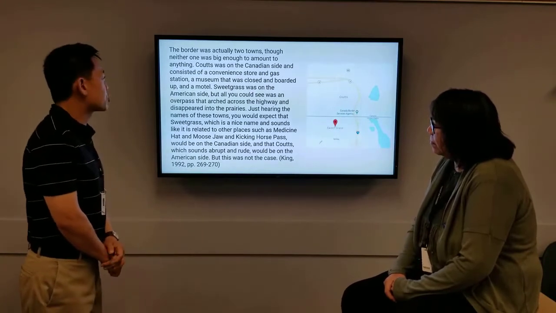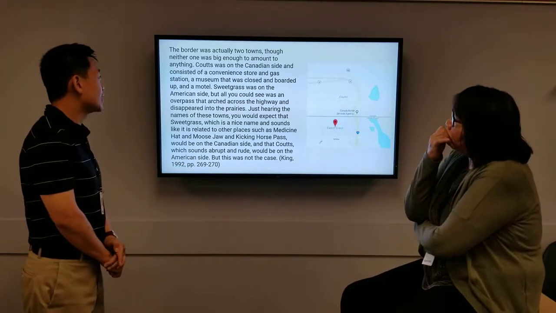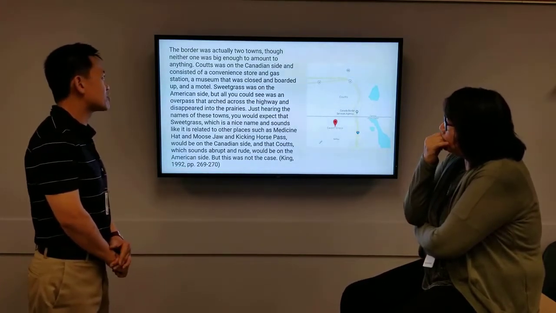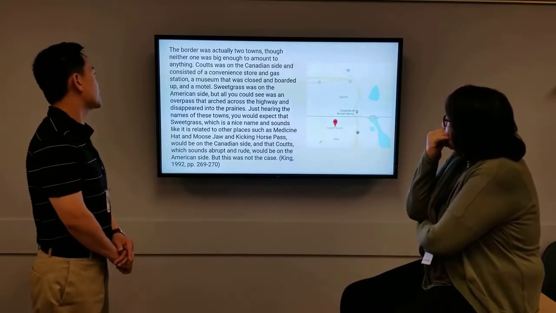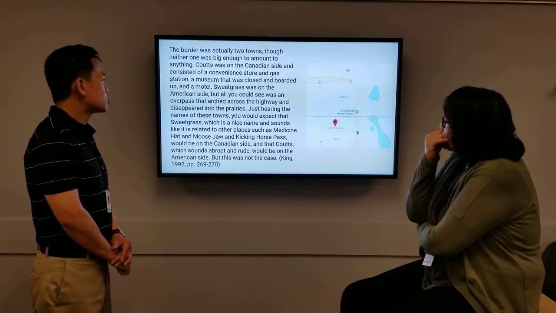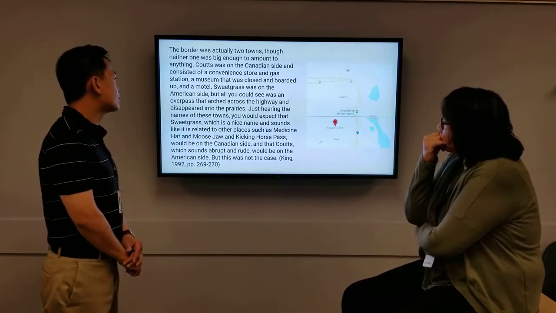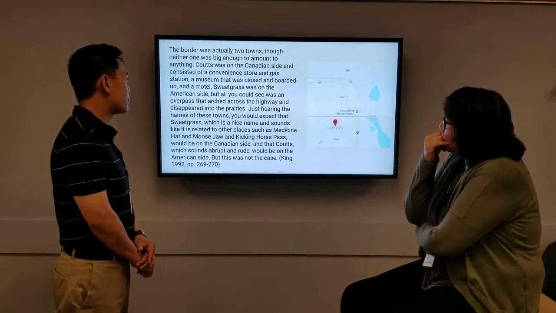The border was actually two towns, though neither one was big enough to amount to anything. Coutts was on the Canadian side and consisted of a convenience store and gas station, a museum that was closed and boarded up, and a motel. Sweetgrass, which was on the American side, but all you could see was an overpass that arched across the highway and disappeared into the prairies.